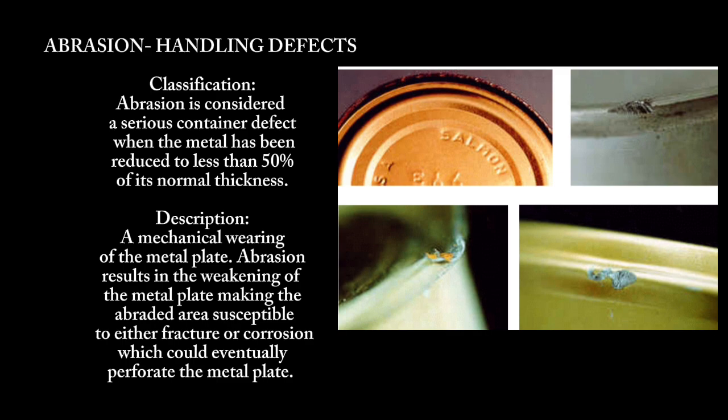So, the abrasion defect, under handling defects. Abrasion is a serious defect that occurs when the metal plate of a can is worn down mechanically, often leading to a reduction of thickness by more than 50%. This wear and tear weakens the metal, making the affected area more vulnerable to fracture or corrosion. If left unaddressed, abrasion can result in perforation of the metal plate, compromising the integrity of the can.